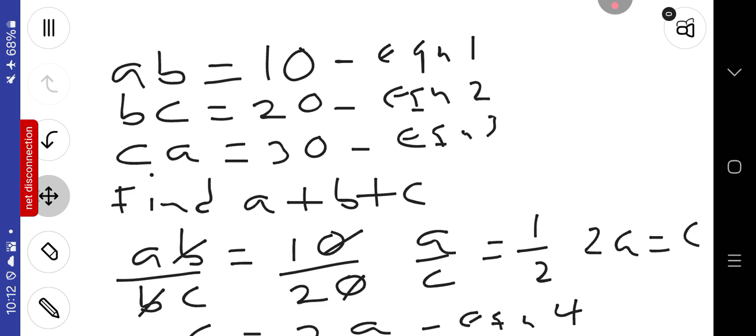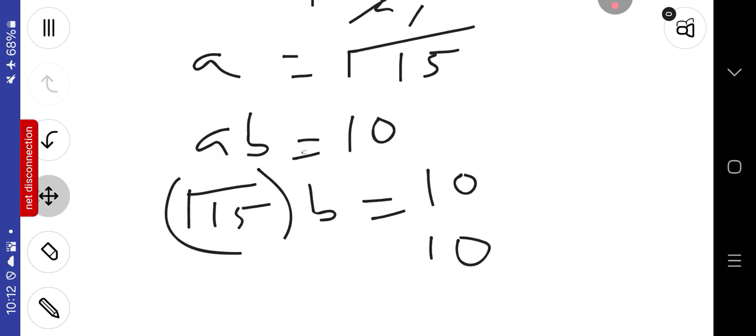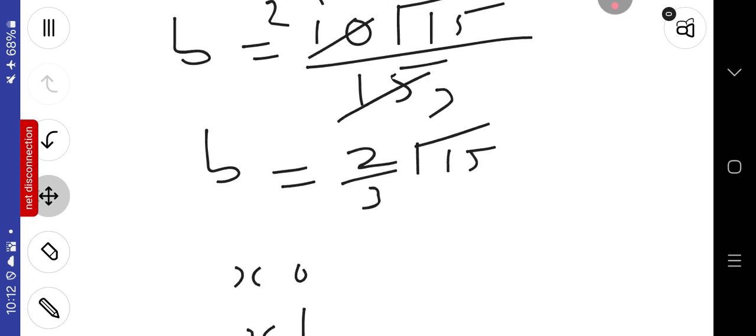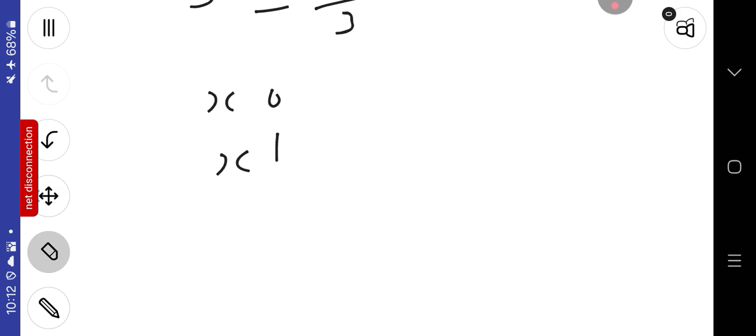Okay, now from equation 3, we know that CA is equal to 30.